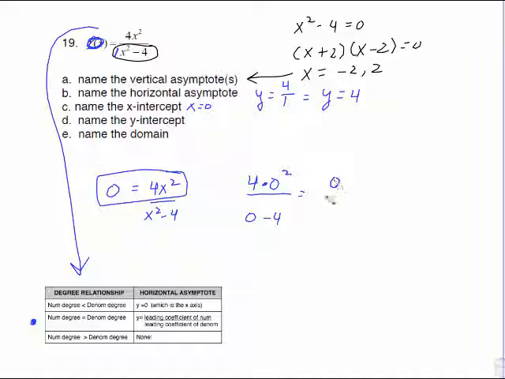4 times 0 is 0 over negative 4 gives me 0. So the y-intercept is also 0. And the domain is all x such that x does not equal both of those up there, negative 2 and 2. And there's no graph you have to worry about matching up on that one.